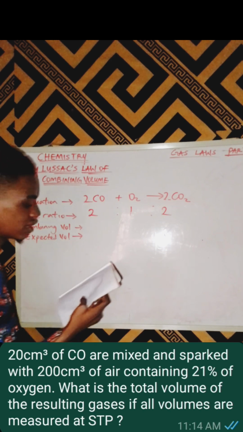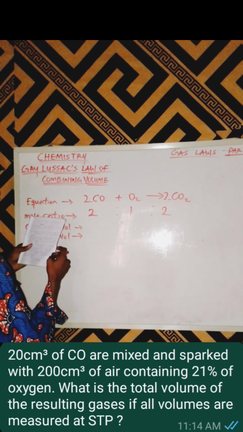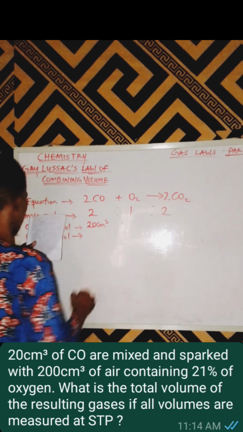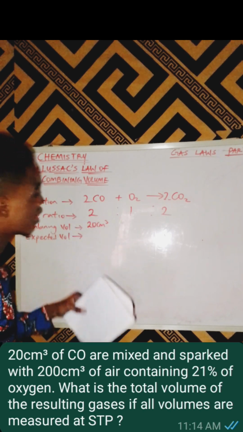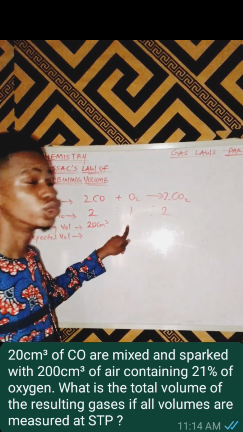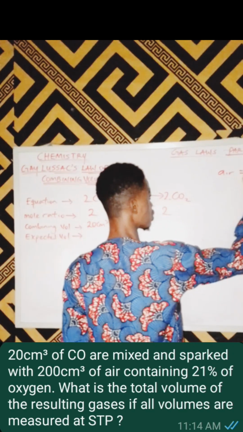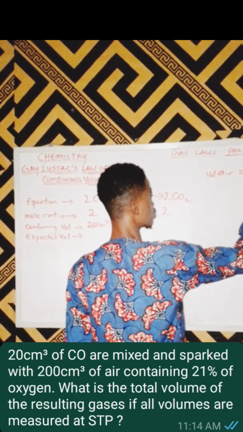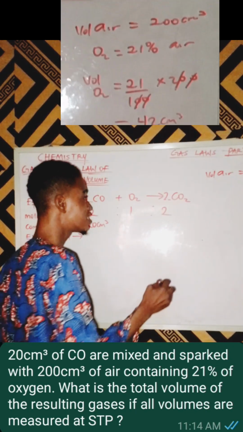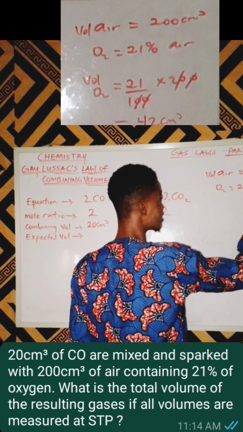Now let's listen to the question again. They said that 20 centimeter cube of CO reacted with 200 centimeter cube of air. Now, it did not react with 20 centimeter cube of oxygen, no. It reacted with 200 centimeter cube of air. Now, the volume of air was given as what? 200 centimeter cube.